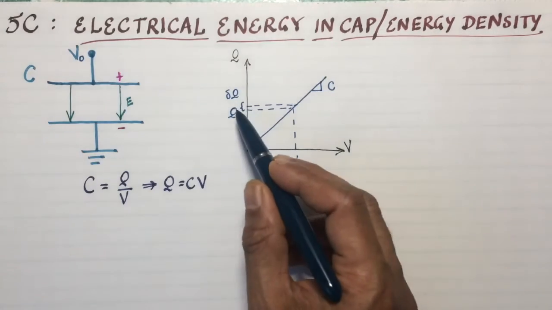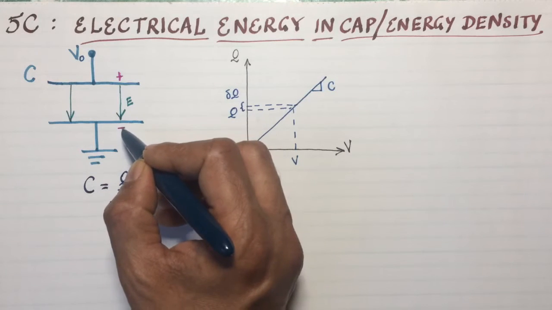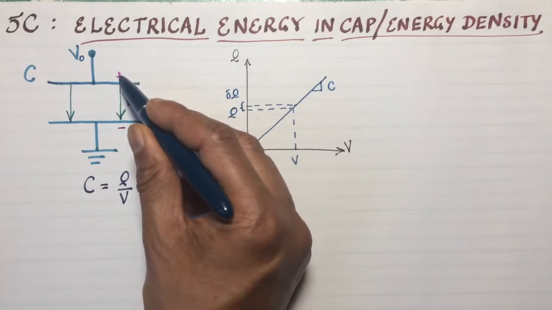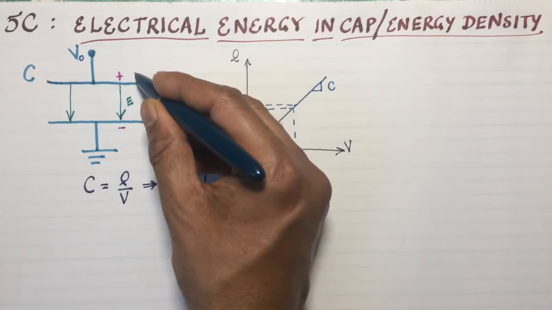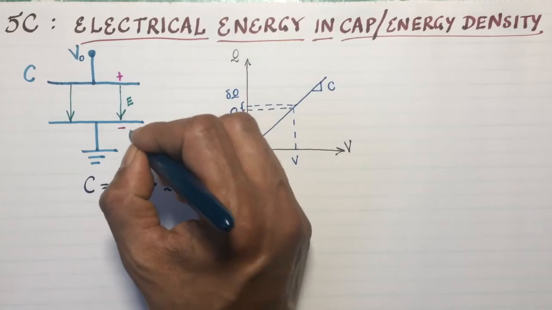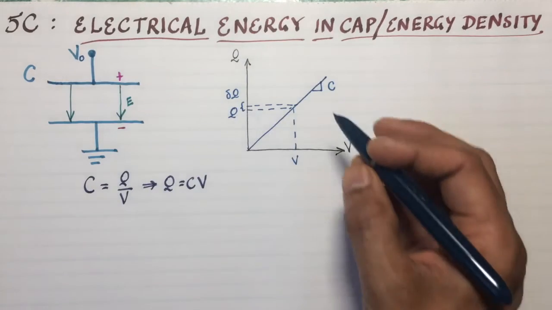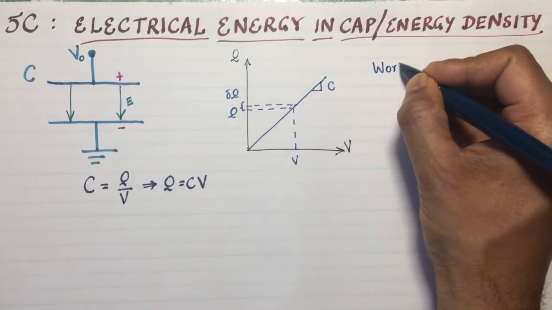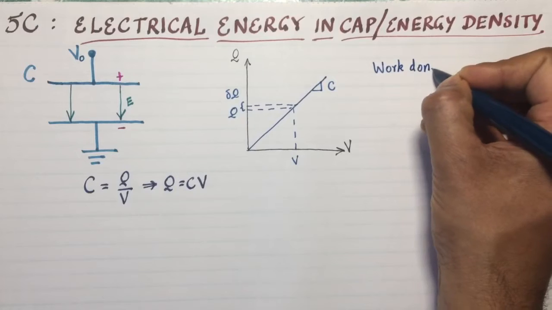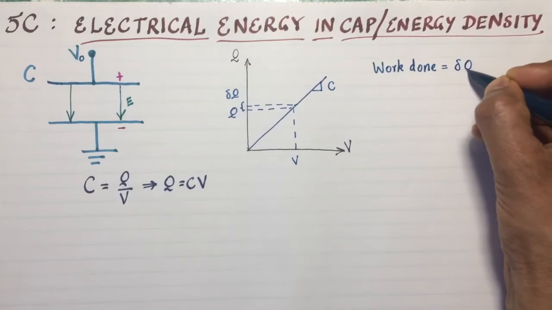Now for that small amount of charge, basically what's happening is you're transferring that amount of charge from the earth and putting it on this side. So you're taking delta Q from here and transferring it over there. As you keep doing that, this becomes more and more negative, and that becomes more and more positive. So the amount of work done is the charge transferred times the change in potential energy.